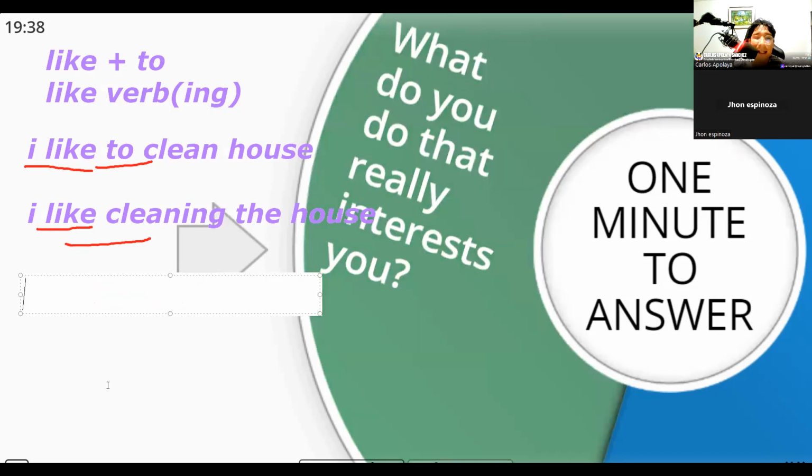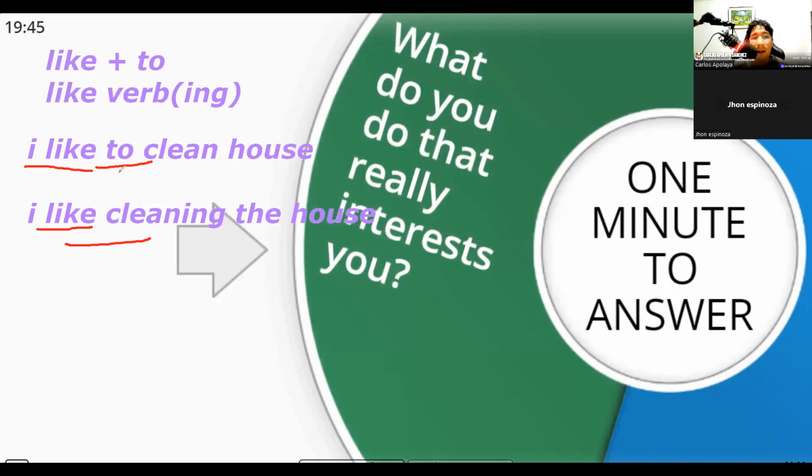What I'm saying is that in Spanish, to make it clear, yo te dije que like puede ser seguido de otro verbo, ¿sí o no? Verbo con el ing. Esto no tiene nada que ver con el progresivo, ¿vale? Ya. Ahora, ¿cuál es la diferencia? Sí me acuerdo, sí me acuerdo.